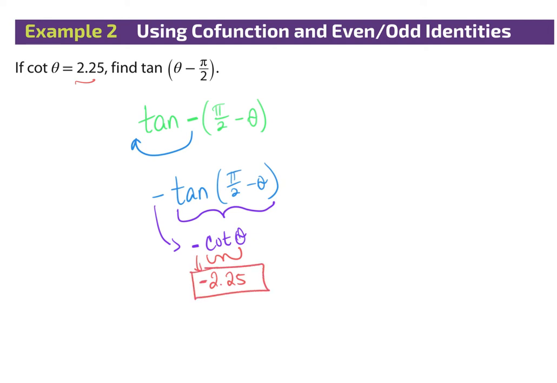So all I did was finagle my tangent so that it looks like my cofunction and my even and odd identities. I rewrote it, pulling out a negative. I said the tangent of a negative angle is the same thing as the negative tangent of that angle. My cofunction identity told me I could replace that tangent subtraction piece with just cotangent, and they already told me what cotangent was.